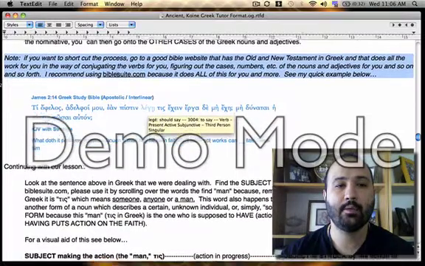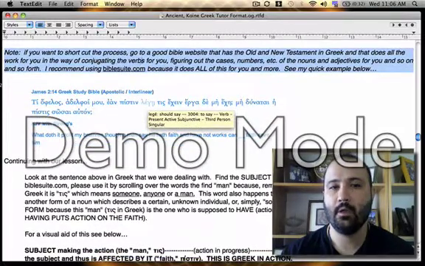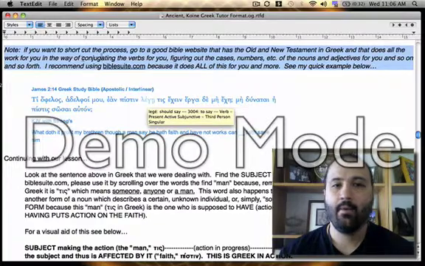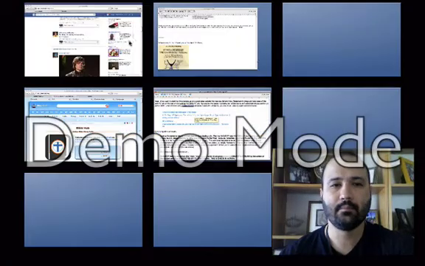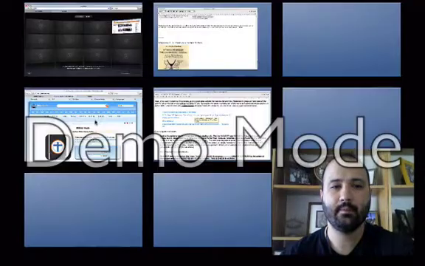Note, if you want to shortcut the process, go to a good Bible website that has the Old and New Testament Greek and that does all the work for you in the way of conjugating the verbs, figuring out all cases, numbers, etc. of the nouns and adjectives, and so on and so forth. I recommend, again, using BibleSuite.com. And it's here, which we went over.